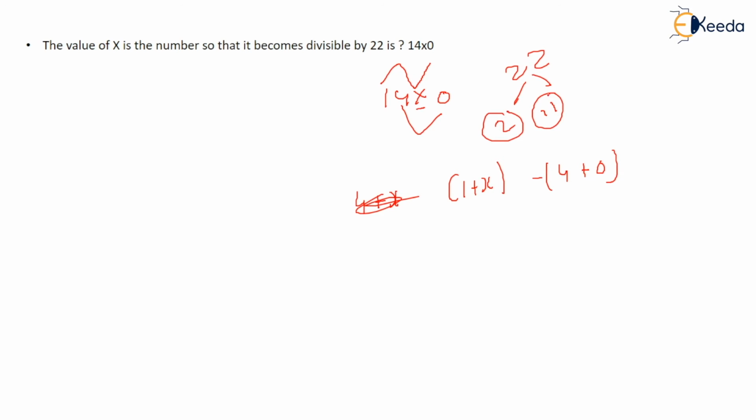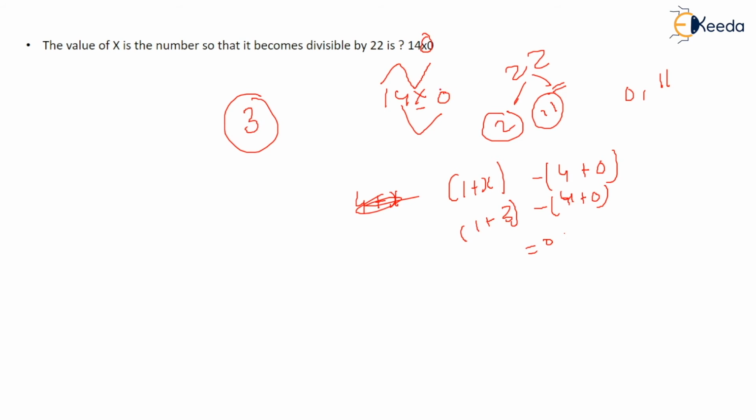2 and 11. So for 11 divisibility, what? Addition of odd places minus even places. So 1 plus x. What should be the value of x so that it comes out to be 0 or 11? So 1 plus, I guess, 3, right? Minus 4 plus 0. So it comes out to be 4 minus 4, that is 0. So that is the divisibility test of 11, right? So x should be 3, right?